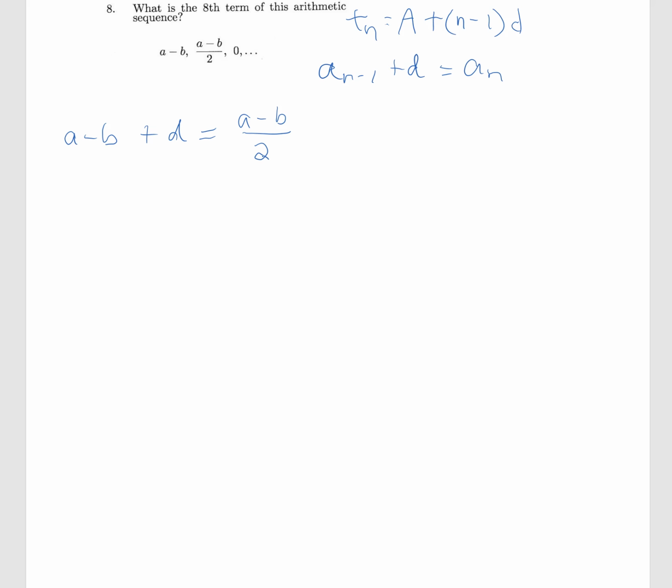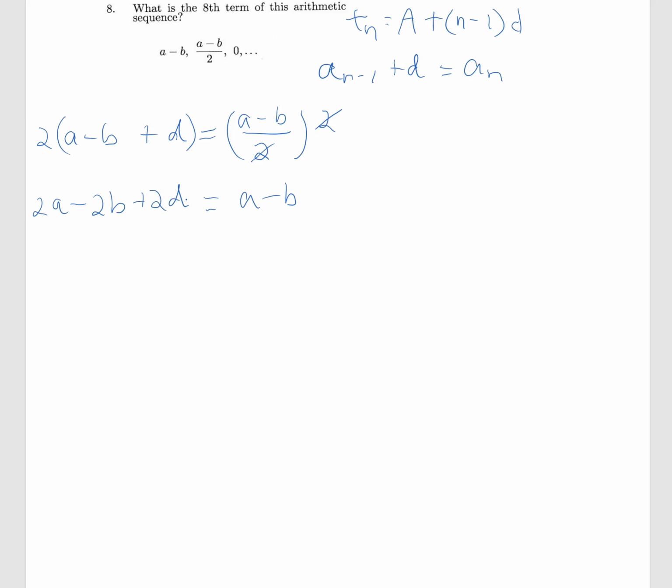The first thing I'm going to do is multiply both sides of my equation by 2 in order to get rid of this fraction. So multiply this side by 2 and this whole side by 2. This is going to cancel out the 2 on this side to give me a minus b. And on the other side, I'm going to get 2a minus 2b plus 2d.